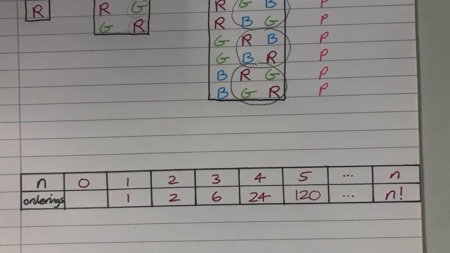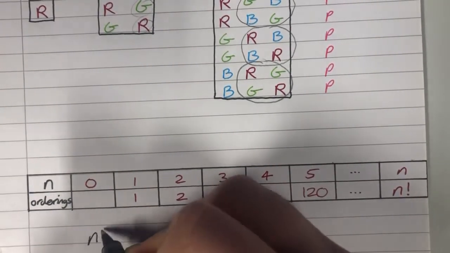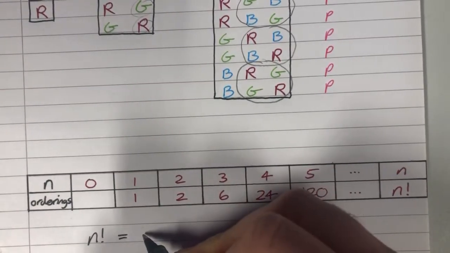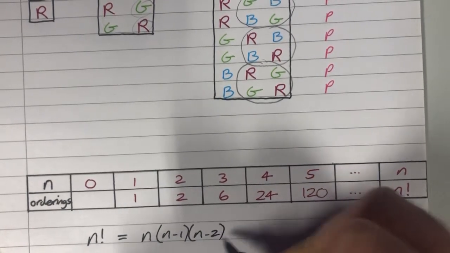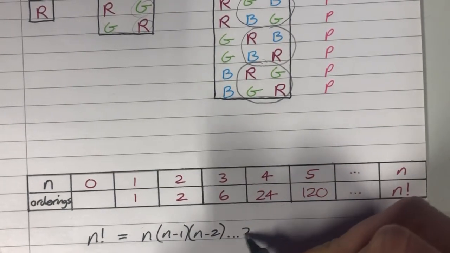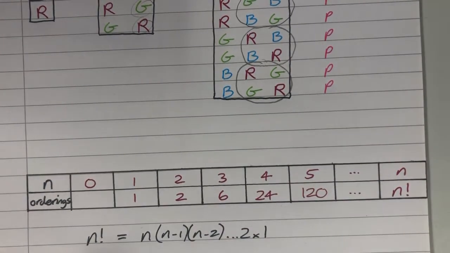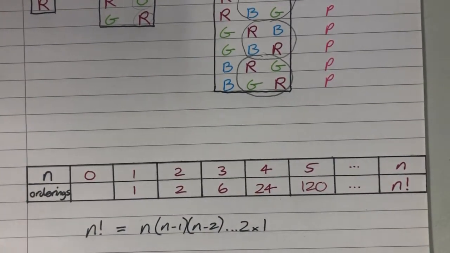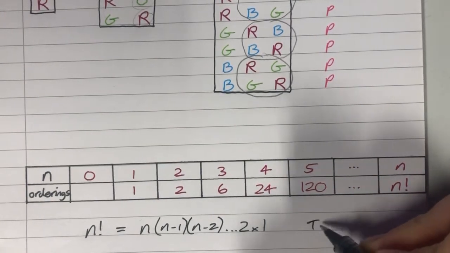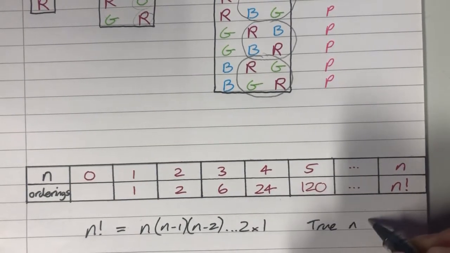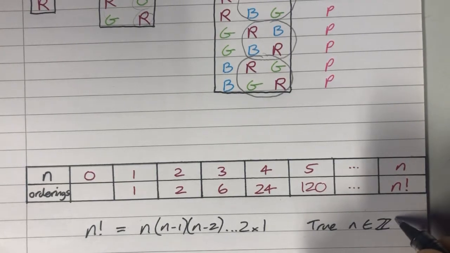By definition, n factorial is equal to n times n minus 1 times n minus 2, and you keep going until you get down to the number 1 and you stop. Okay, that's the definition of n factorial. This is true for n is a positive integer.